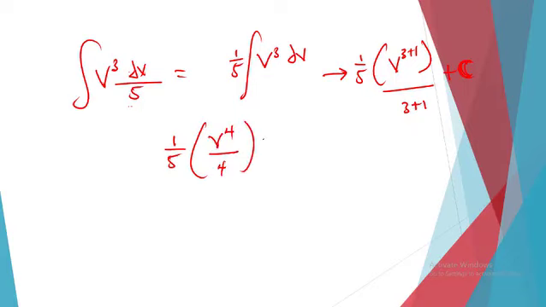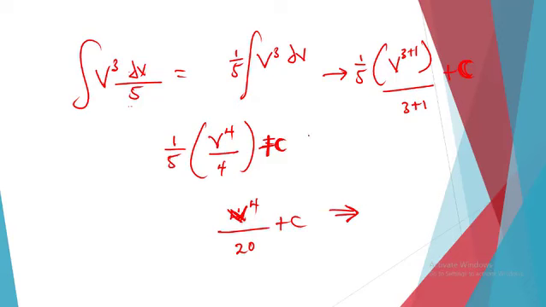Therefore we have plus c. Therefore we have 1 times v raised to power 4, and 5 times 4 will give us 20, plus c. Is that correct? So what is now the value of v? This is the last solution. So we now substitute the value of v. So what's our v?